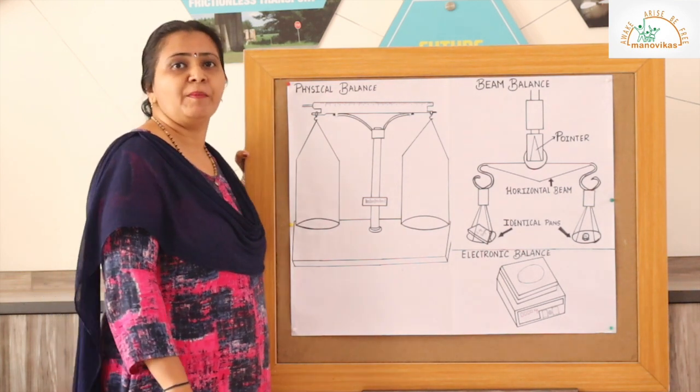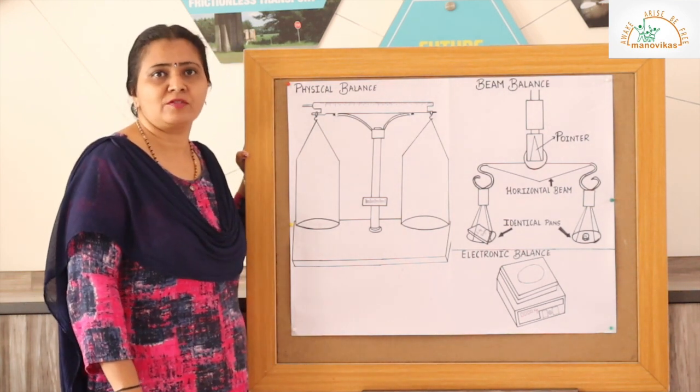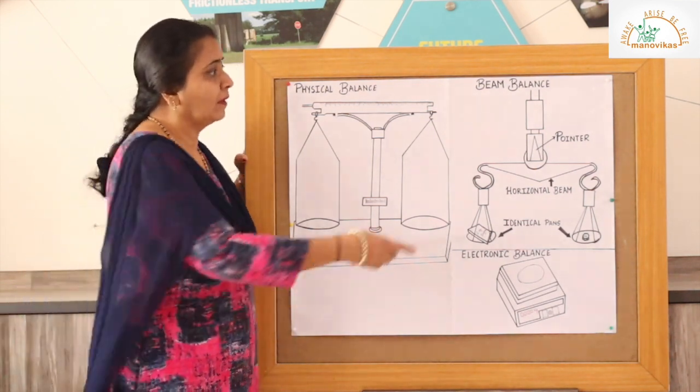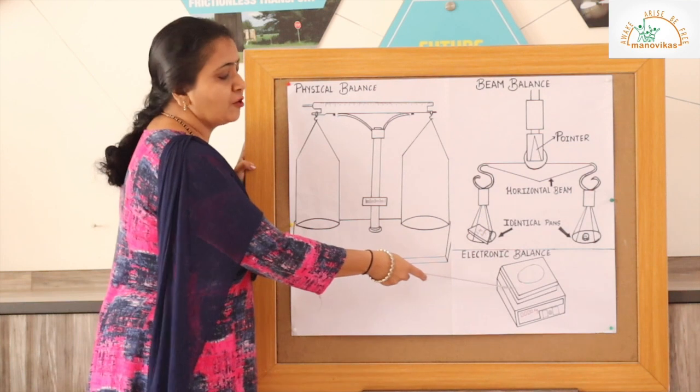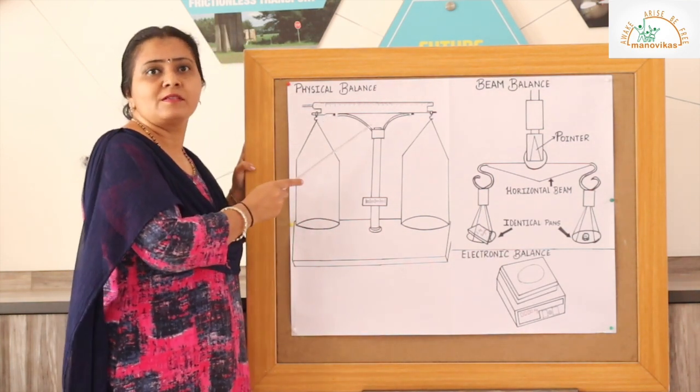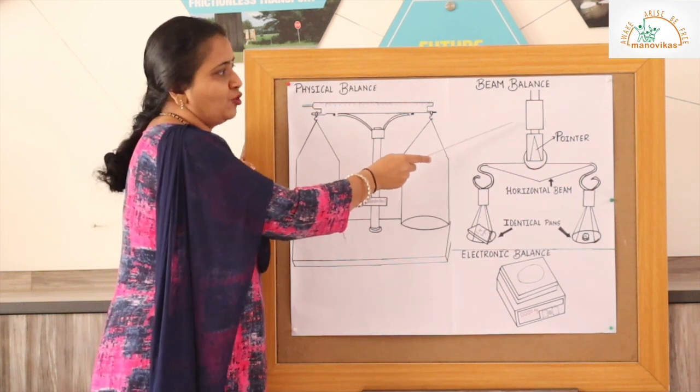The instrument used for measuring mass is called balance. For example, beam balance, electronic balance and physical balance. Let us discuss in detail about each.